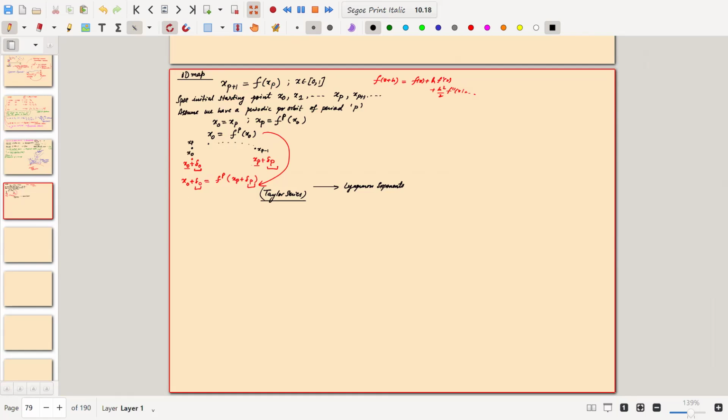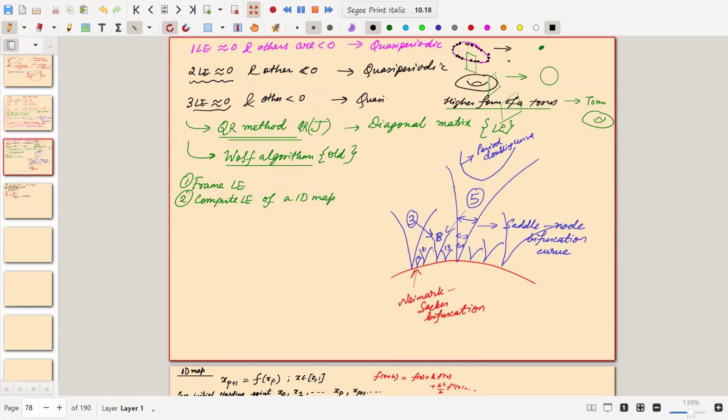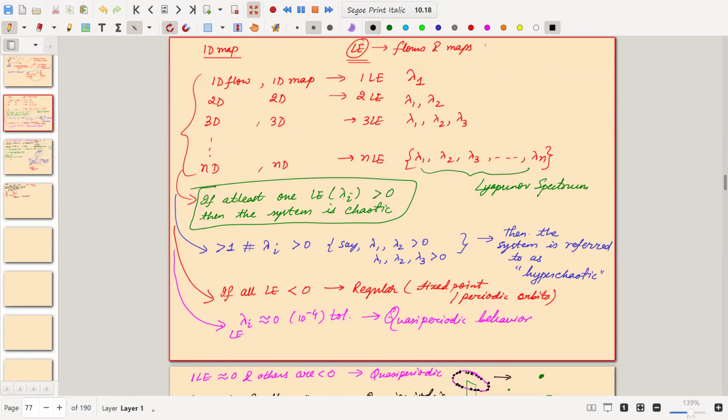However, this one is the most important slide for Lyapunov exponents, where all the possible scenarios are discussed. If you have a 1D system, one Lyapunov exponent. If you have a 2D system, two Lyapunov exponents. Three-dimensional system, three Lyapunov exponents. N-dimensional system, N Lyapunov exponents. So this is the idea so far. This is all about Lyapunov exponents, and you can compute them in two-parameter charts.